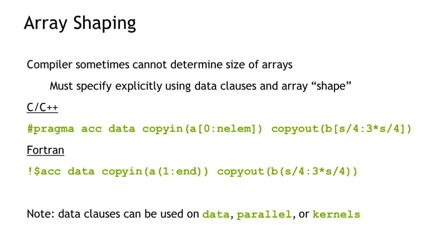You can do the same thing in Fortran. If you're copying the entire array, you really don't need to specify the starting and ending values. But if you're doing partial arrays, you do. There's a subtle difference between C and Fortran. In C, you say the starting element and the number of elements. In Fortran, you say the starting element and the ending element, and that's just because the languages work a little differently. Last thing to note is the data clauses can appear on data regions, on parallel regions, and on kernels regions. So I've only discussed 2 of those so far.